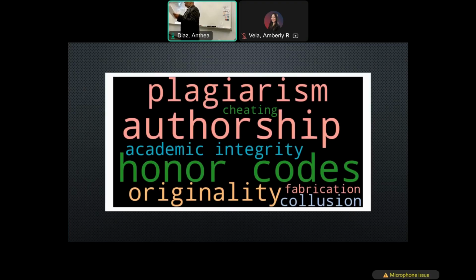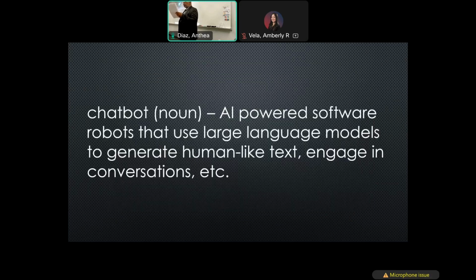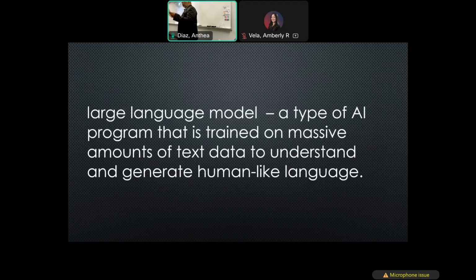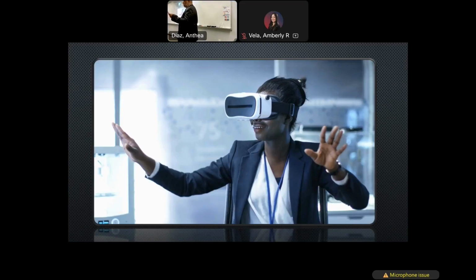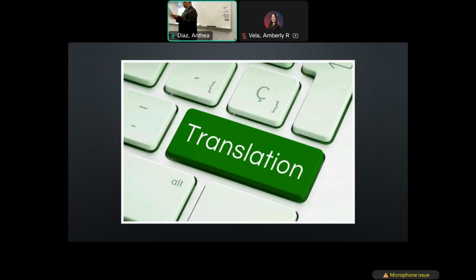But transcending the moral challenges presented by generative AI, the new technology also opens a host of new opportunities. By now, we in higher education are familiar with such things as chatbots, which are AI software robots that use a large language model to generate human-like text, engage in conversations, and more. And just the definition, a large language model is a type of AI program that is trained on massive amounts of text data to understand and generate human-like language. But AI is also being used to create simulations in virtual reality, make customized learning paths, perform automatic transcription, provide translation services, assist with content creation, make lesson plans, develop assessments, improve accessibility, and so on.